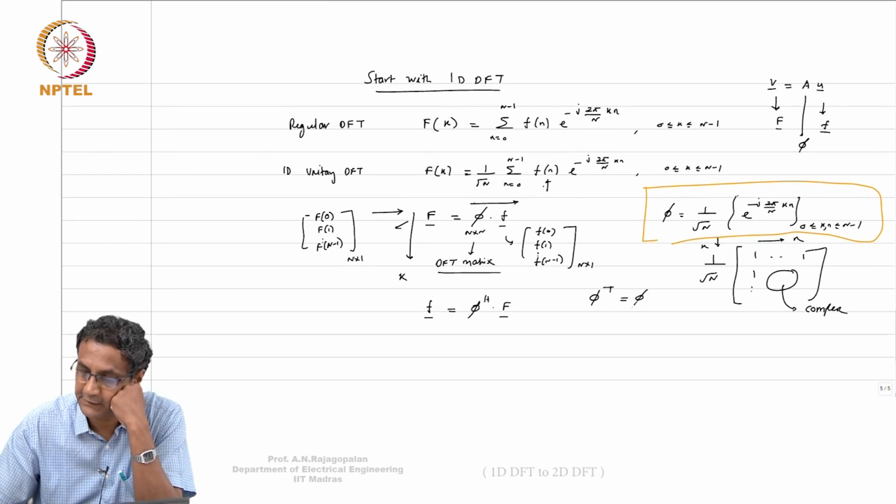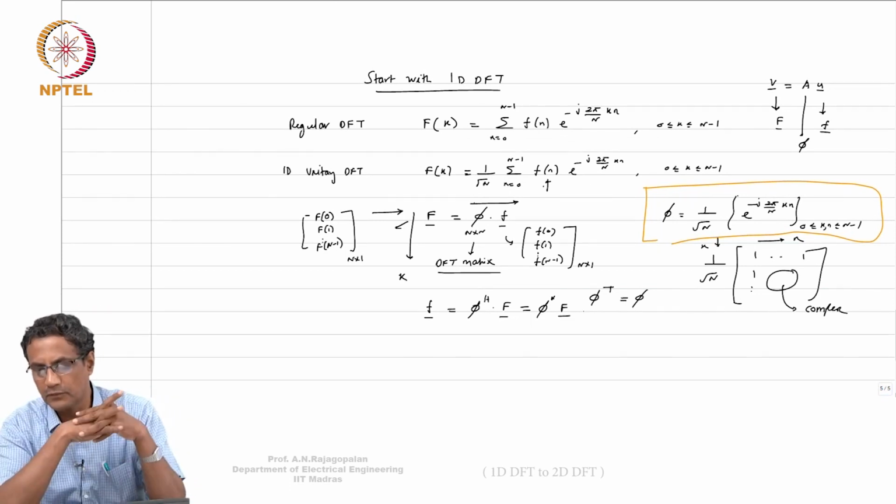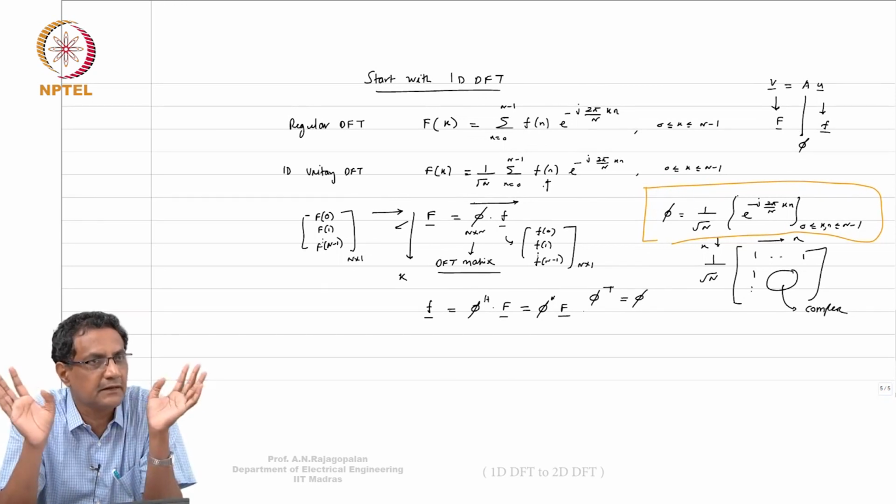Phi transpose is phi. Therefore, you don't even have to worry about the transpose sitting on this. You can simply say this is phi star f. It shows how easy it is to get to the inverse: just take the original phi, take the complex conjugate, and there you have it.